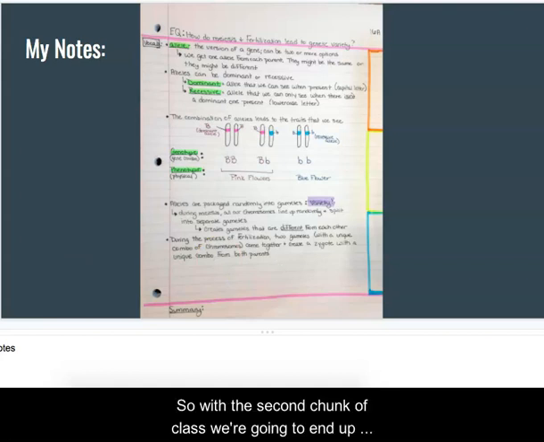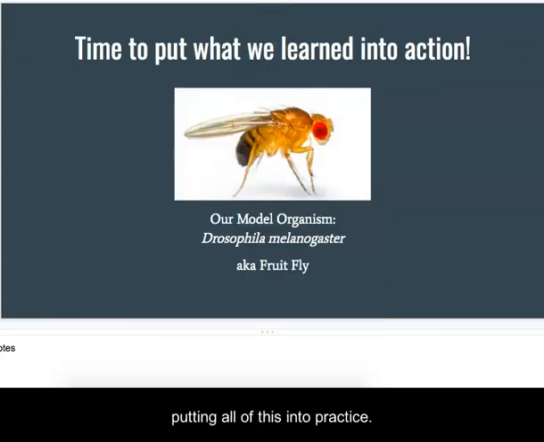Okay. So with the second chunk of class, we're going to end up putting all of this into practice. We're going to do a little fruit fly activity to highlight the process of that genetic variety and how that happens.